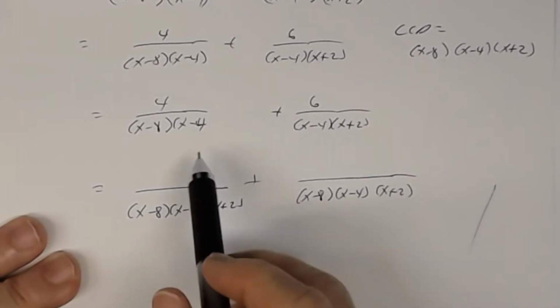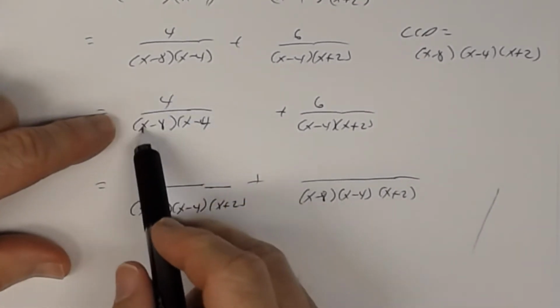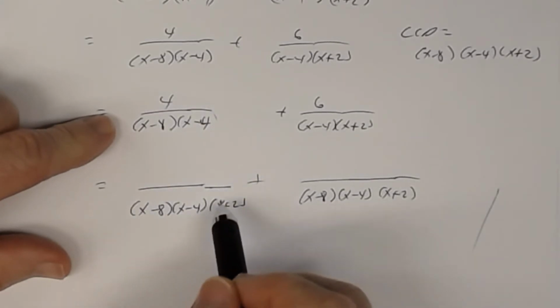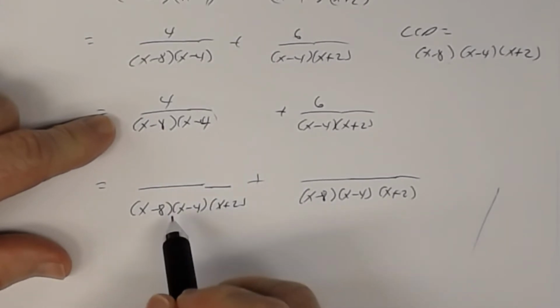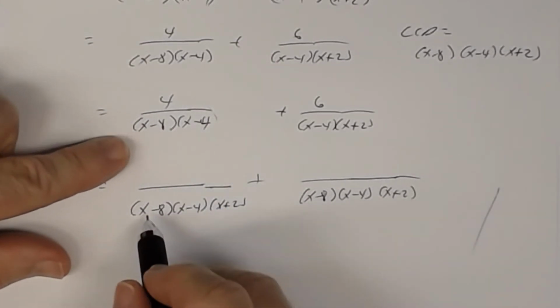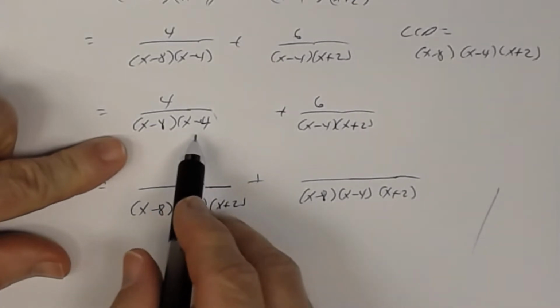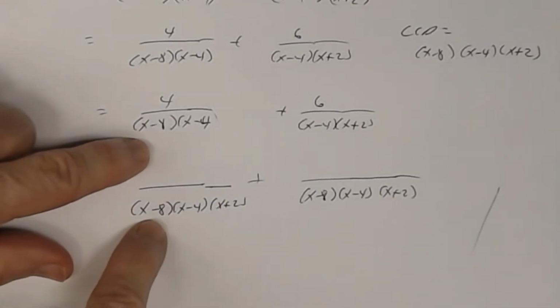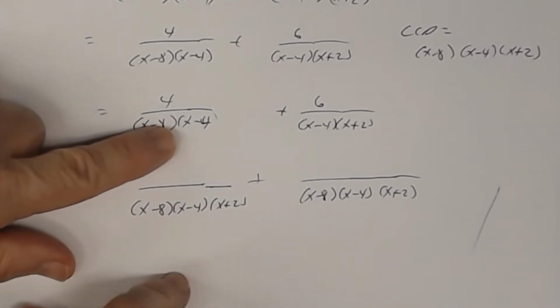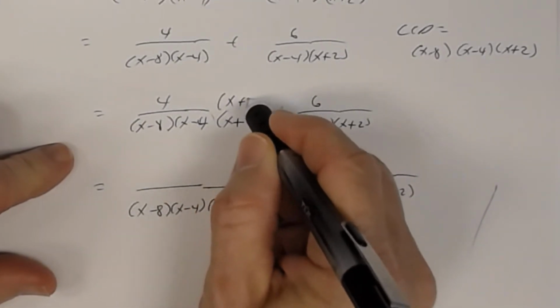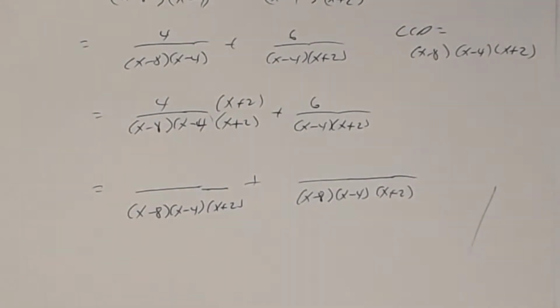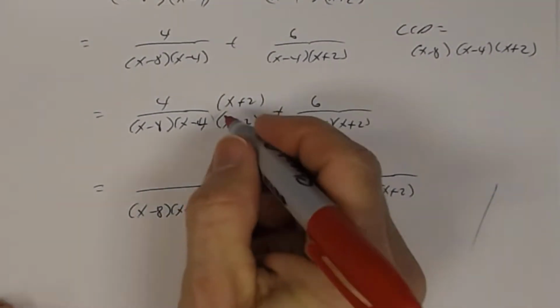Now notice that I want to write a rational expression that's equivalent to this one with this denominator. So this has two factors, this has three. You have the x minus 8, you have the x minus 4, but you're missing the x plus 2, right? So you've got to say times x plus 2, times x plus 2. If I put that in a colored pen, I guess I should have done that to make it more visual.